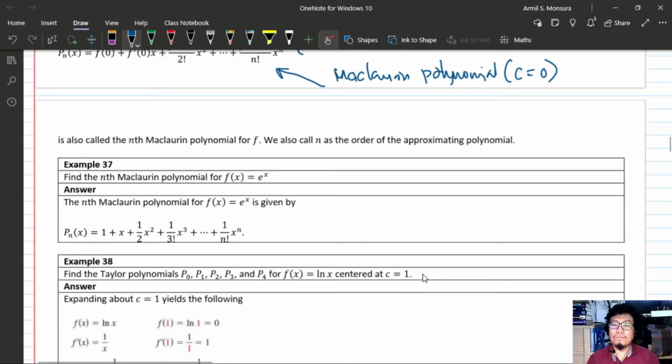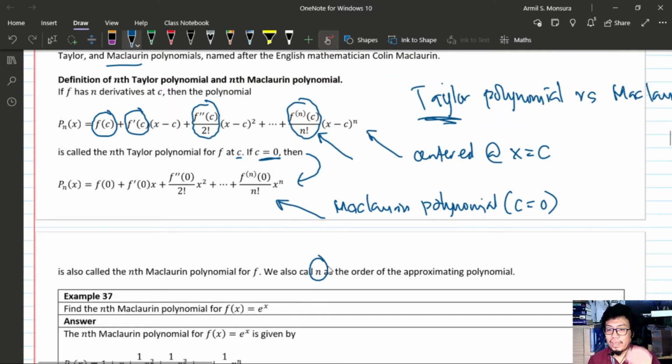So the n here is the order or the degree. As I stated, I will be interchangeably referring to this n as either the order or the degree. Degree because it refers to a polynomial. Order because there are derivatives involved. That is why I would be interchangeably using them.